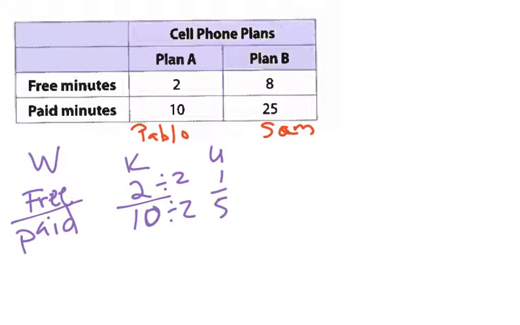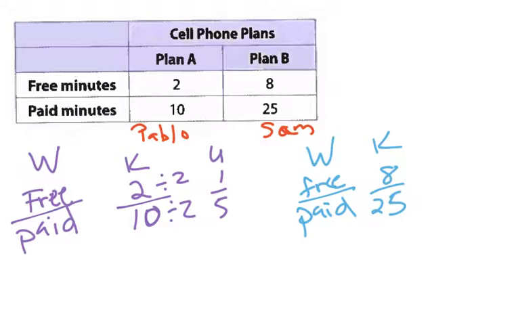So now let's look at Sam's plan over here. So Sam, again, we're talking about free minutes to paid minutes. What do we know about it? He gets 8 for free for every 25 he pays for. And then unknown. Well, ask yourself now, can I simplify 8/25ths?